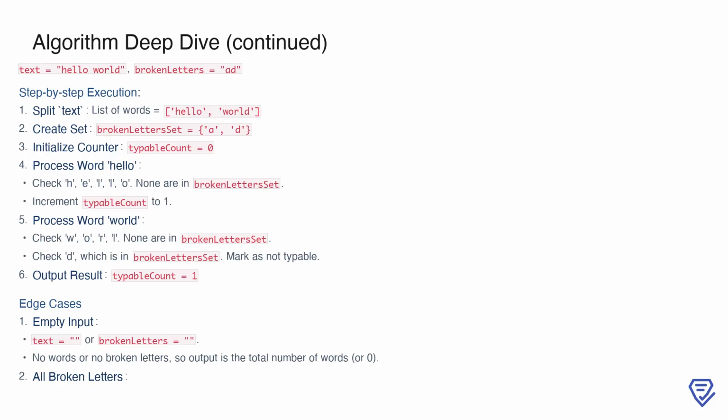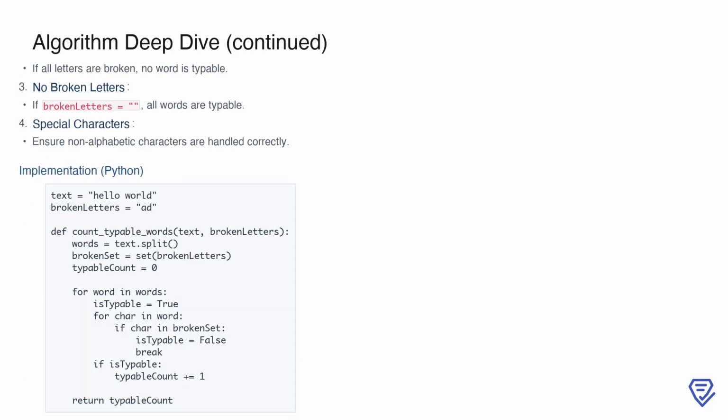For Hello, we check each character: H, E, L, L, and O. None of these are in the broken letters set, so we increment typable count to 1. Moving on to World, we check W, O, R, and L. So far, none of these are broken. However, when we reach D, we find it in the broken letters set. This means World cannot be typed, so we don't increment the counter. After processing all words, the final value of typable count is 1.